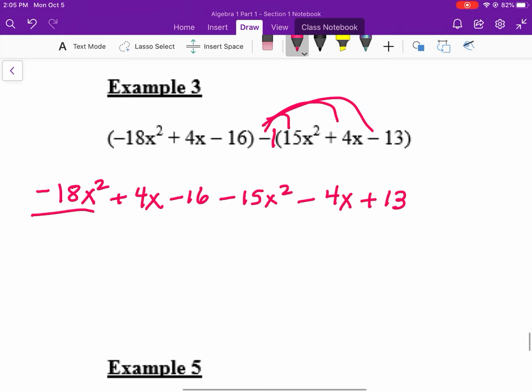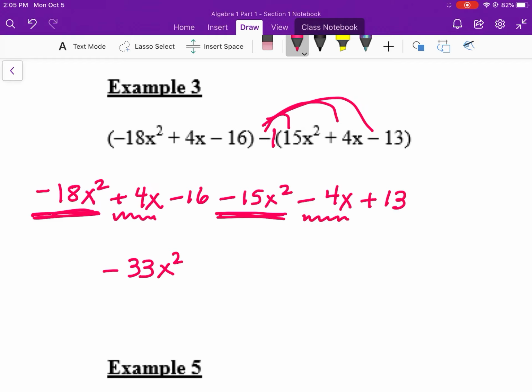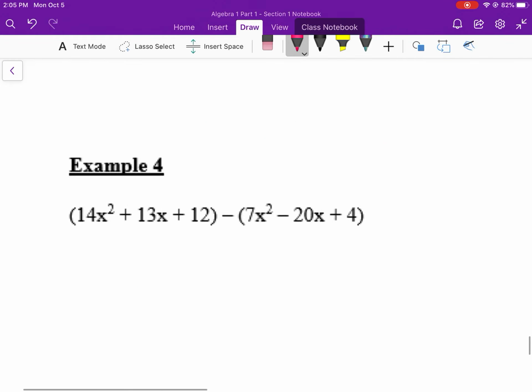So now I'm going to put my like terms together. So -18 and -15. Put that in my calculator because those are pretty big numbers. The calculator will tell me it's -33x squared. So positive 4x minus 4x, those two are going to make 0. So cross them out. And then I have this minus 16 and this plus 13. That'll make -3. Okay? All right, 2 more examples.